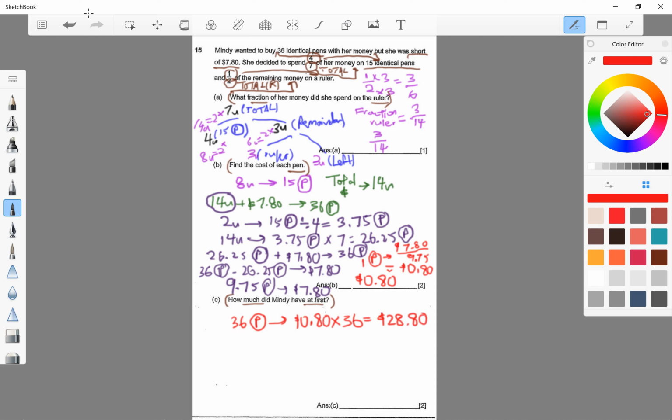But unfortunately, she was short of 780. So she didn't have 28.80 because that is the price of 36 pens. Instead, from 28.80 we will need to subtract away this 780 because she was short of 780. So 28.80, if we subtract away 780, will get us to $21. So we have almost come to the end of solving our question.